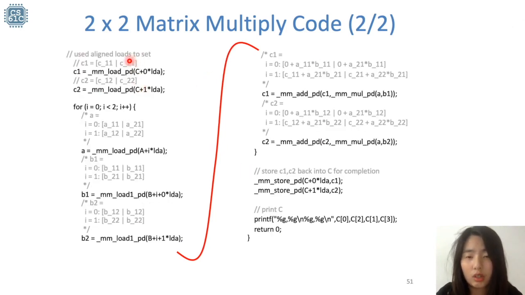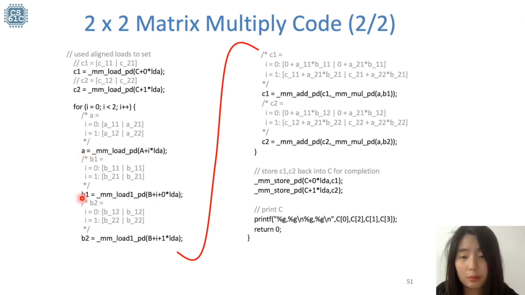Then we want to load the first column of C into C1. The pointer address is just the beginning of the array C. And then we want to load the second column of C as well by doing the same thing, _mm_load_pd(C + 1 * LDA). LDA equals 2 because the second column of C starts from the third element in the array. Then we go into the for loop, only need 2 iterations. Inside each iteration, we want to load one column of A. So the first one will be the first column, i equals 0. So now this 128-bit vector A contains 2 doubles from the first column of A.